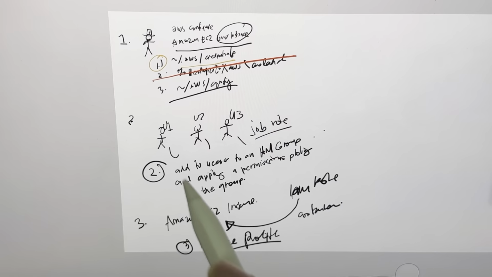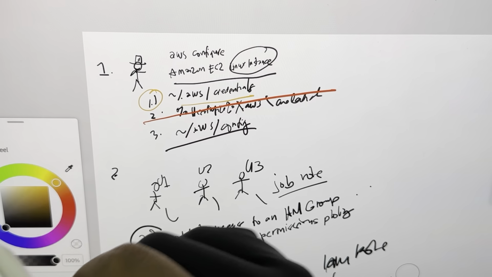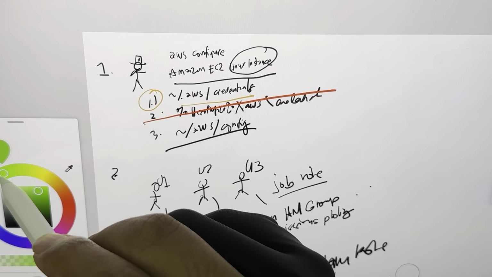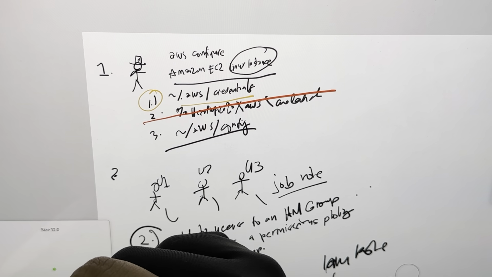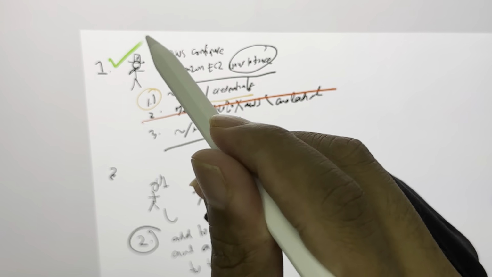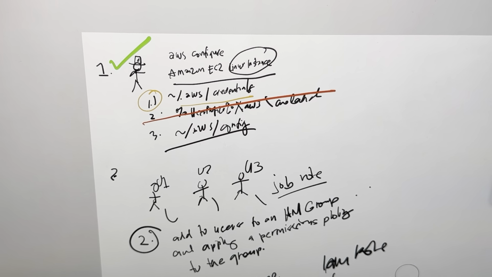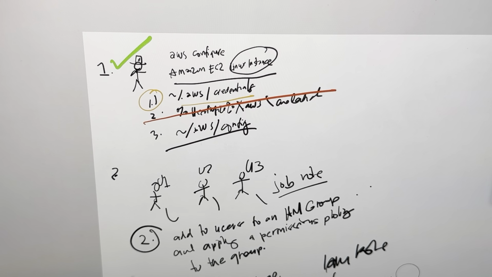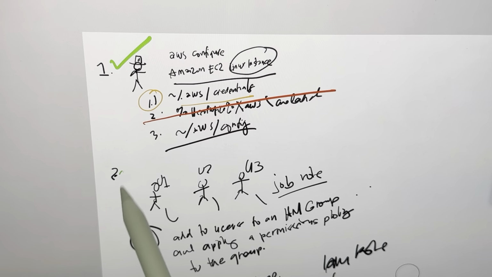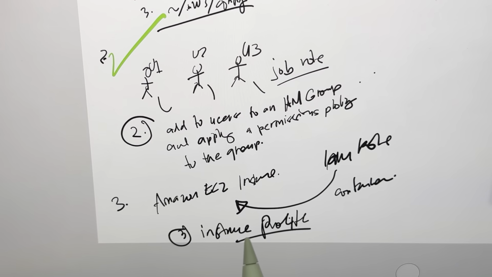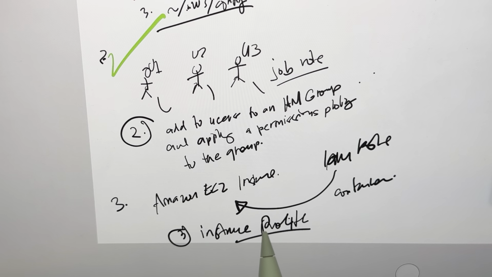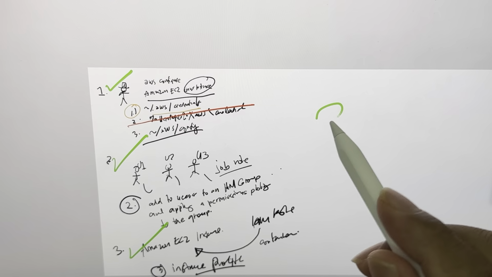Okay, so number 1, the answer is correct. Number 2, what is the best practice for applying permissions to many users who perform the same job role? My answer is 2, and the answer is 2, correct. Number 3, what container is used for applying an IAM role to an Amazon EC2 instance? Answer is 3, instance profile. Alright, so we got 3 out of 3.